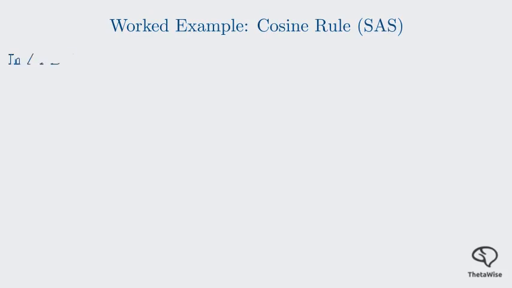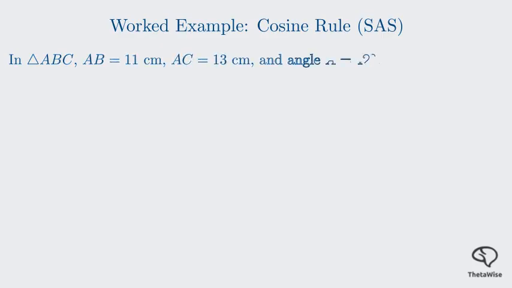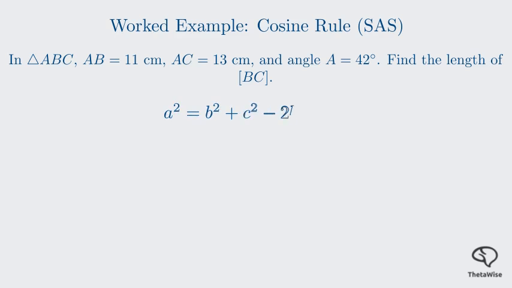The task is to find the length of side BC, which we'll call a, in this triangle. We are given side AB, which is c, as 11 centimeters, side AC, which is b, as 13 centimeters, and the included angle at A as 42 degrees. We can see this is a SAS case, so the cosine rule is the correct tool. The formula we need to find side a is a squared equals b squared plus c squared minus 2bc cos A. Here's the formula we will use. a squared equals b squared plus c squared minus 2bc cos A.